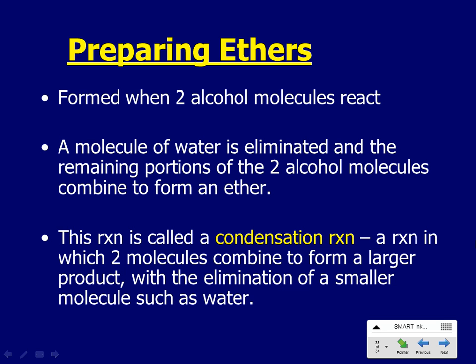Ethers are prepared by putting two alcohol molecules together. In the process, a water molecule is eliminated, and the other two parts of the alcohols stick together and form an ether. We've already seen examples of this where we've pulled some water out of a molecule, and we're going to do the same in this case.